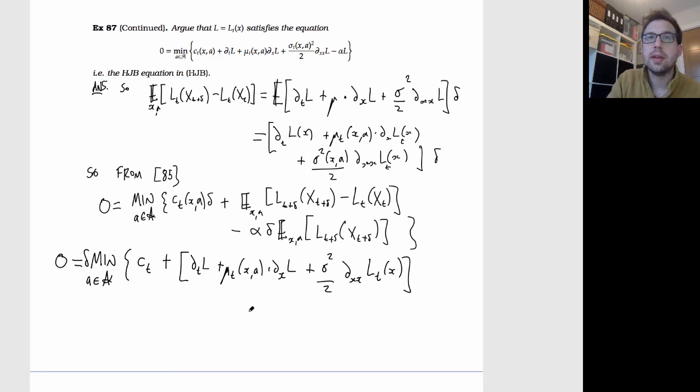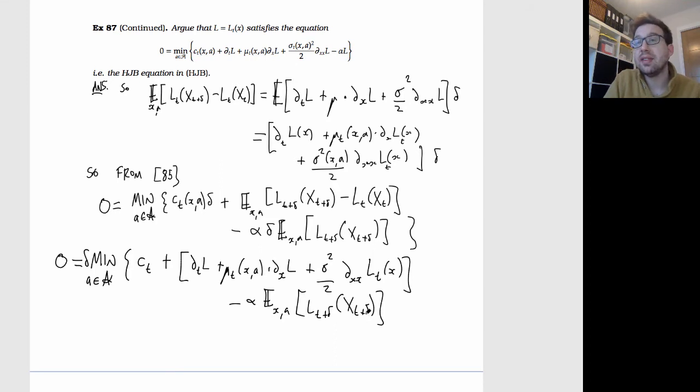And then what I'm left with is minus alpha e of x of a of L of t plus delta, x of t plus delta. Now we can imagine with this term that as I let delta go to 0, this is going to converge to the state at time t, which we've assumed to be x, and this is going to converge to t. So all of this is just going to converge to the value of L of x.